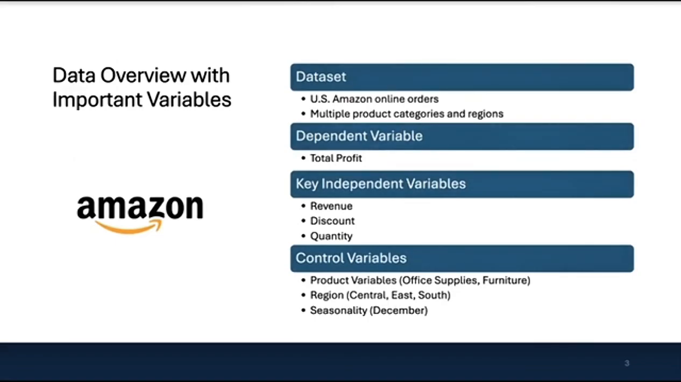Starting with a brief overview of the data we were given and the key variables used in our analysis. This dataset includes US online orders for Amazon across office supplies, furniture, and technology, along with information on revenue, quantity sold, discount levels, product category, region, and profit. Profit was chosen as the dependent variable, while revenue, quantity, and discounts were included as the key independent variables. This structure allowed us to examine how these characteristics affect profitability.